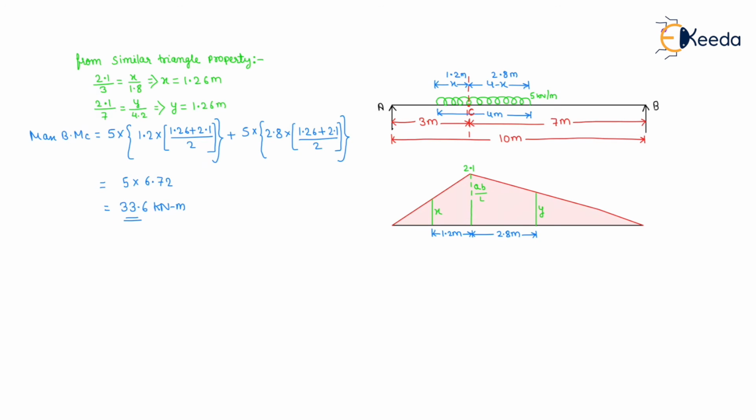So we have solved this question completely and we have determined the value of maximum bending moment at C equal to 33.6 kilonewton meter. Thank you, students.